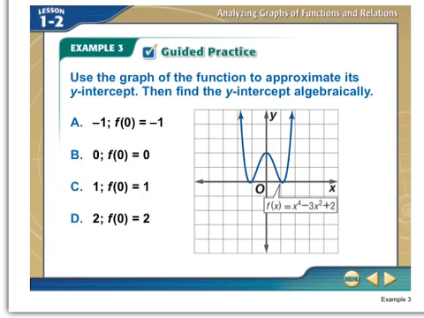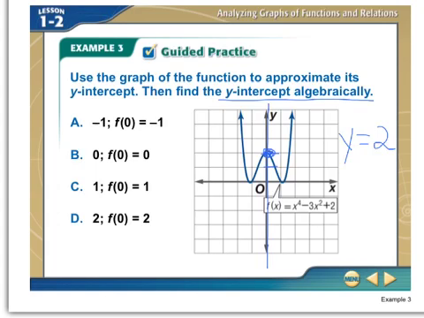So now that you've done your work, we can look at the graph, and our graph crosses the y-axis at a y value of 2. Okay, so I'm going to say my approximate answer is y equals 2. And I'm going to confirm that by finding the y-intercept algebraically.